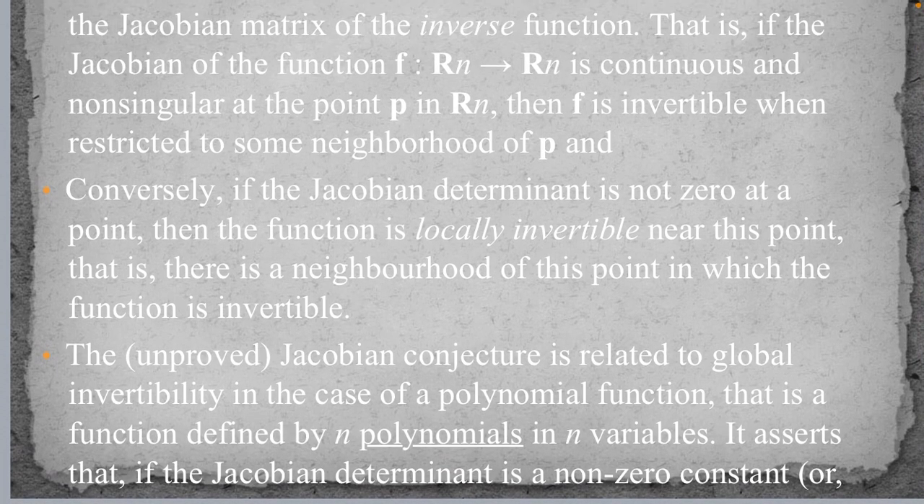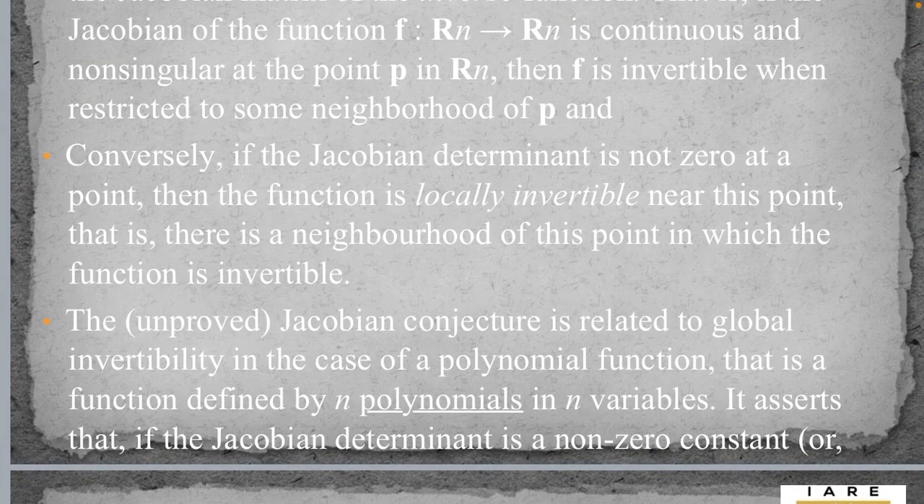The unproved Jacobian conjecture is related to global invertibility in the case of polynomial functions. That is, a function defined by n polynomials in n variables. It asserts that if the Jacobian determinant is a non-zero constant, or equivalently that it does not have any complex zero, then the function is invertible and its inverse is a polynomial function.